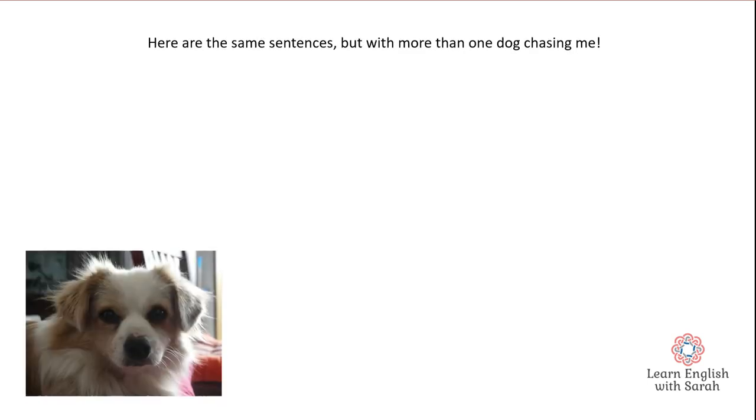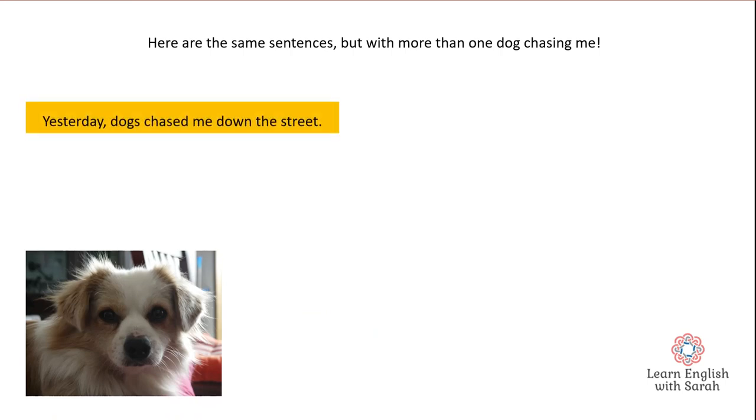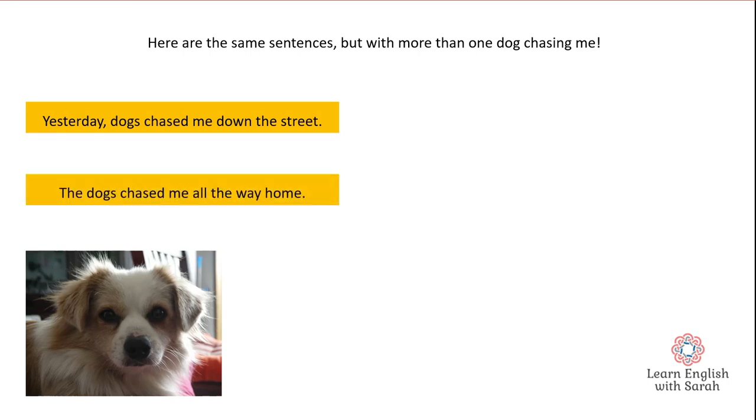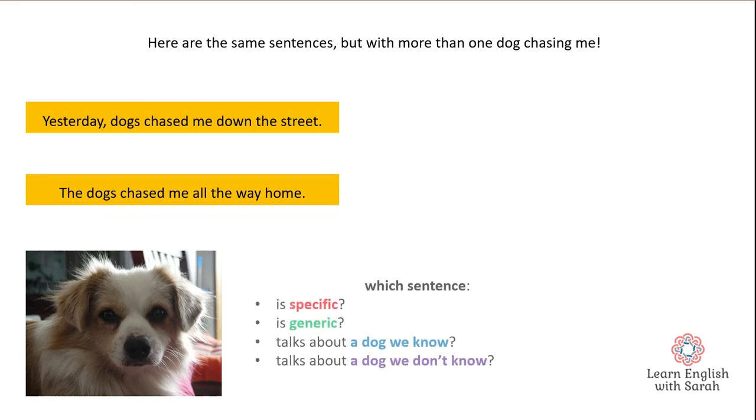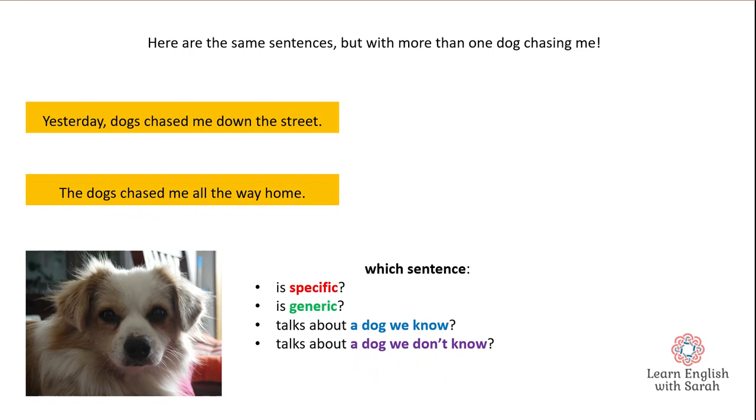Same sentences, but this time we've got more than one dog chasing me. So yesterday, dogs chased me down the street. The dogs chased me all the way home. The questions are the same, so just have a little think about specific and general, dogs we know, dogs we don't know.